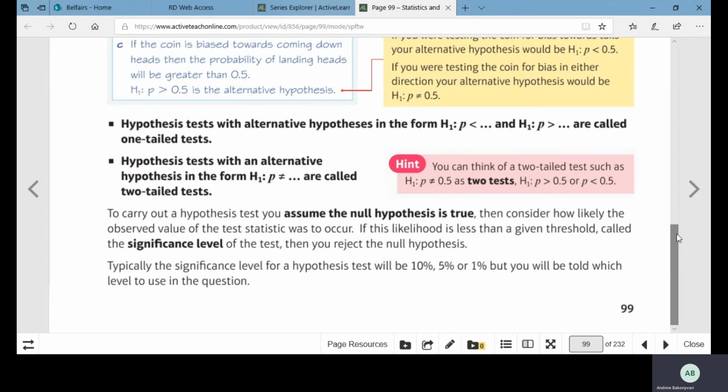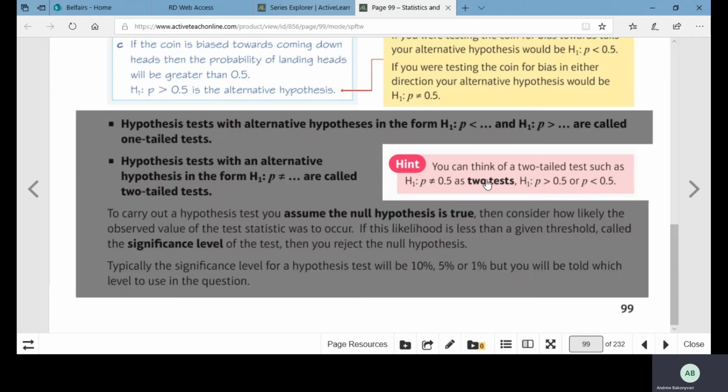But here's the thing, if I don't know which way the coin is biased, and I just want to say, well, is it biased in any direction? Is it biased in either direction, heads or tails? Then what we're going to do, instead of saying, well, the probability should be less than a half or greater than a half, what we're going to say is the probability just isn't equal to a half. So we've got the not equal to sign.